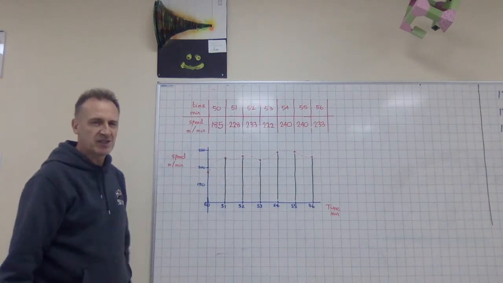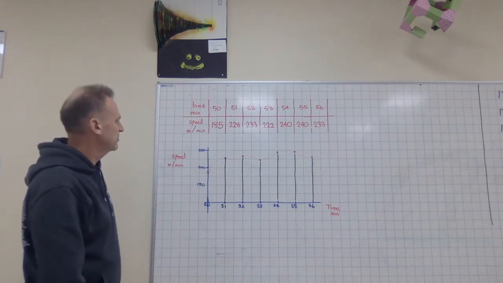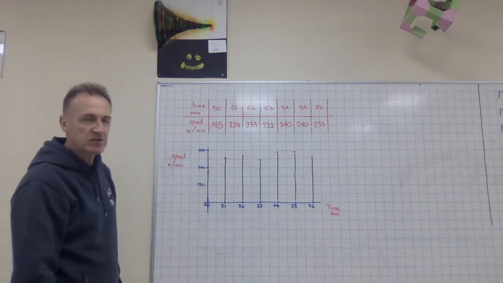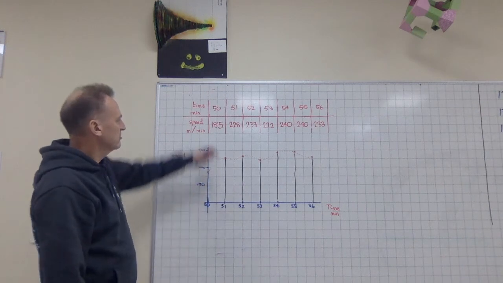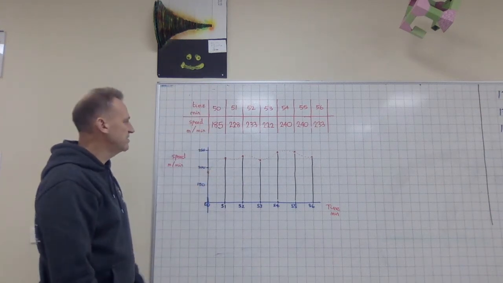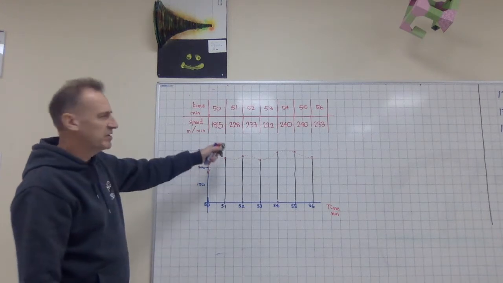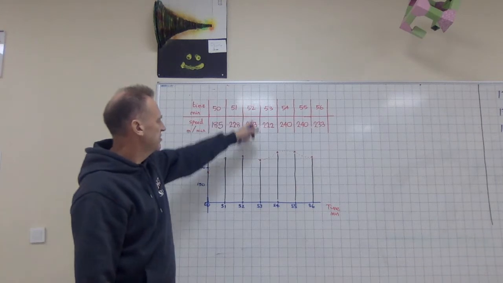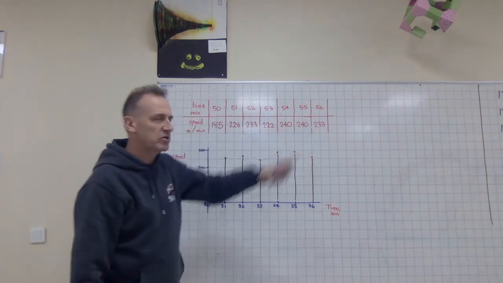Now obviously my watch actually gives me kilometers an hour, so I've converted it, because we're talking in minutes, I converted it to meters per minute. So at time 50 minutes I was running at 185 meters per minute. I then got a bit faster. After 51 minutes I was running at this speed, at 52, at 53, and so on.